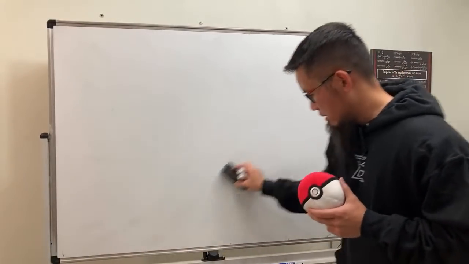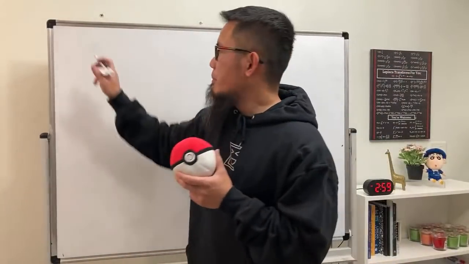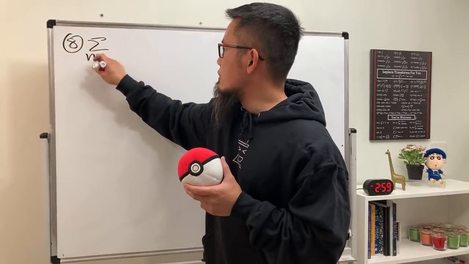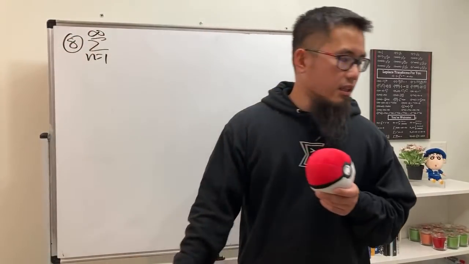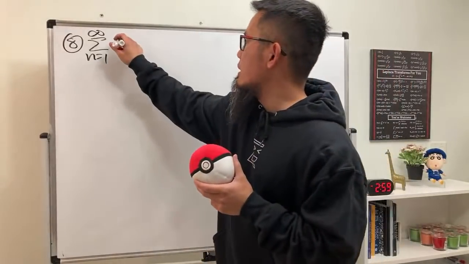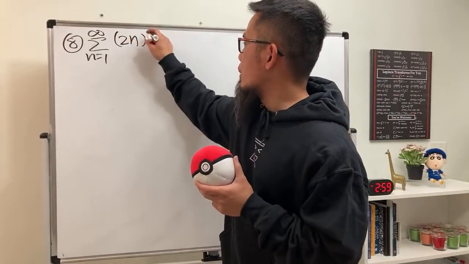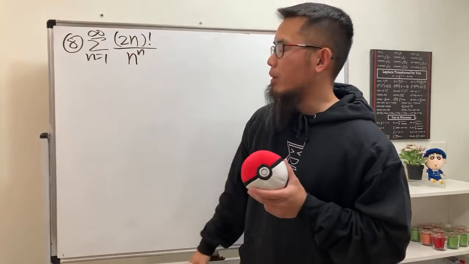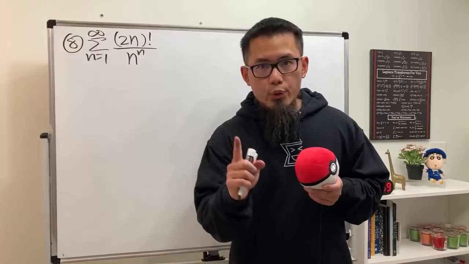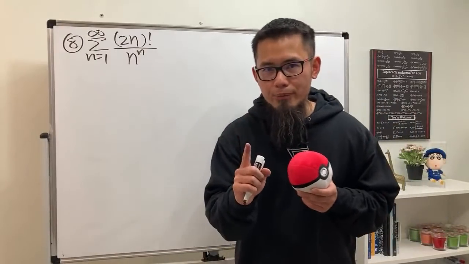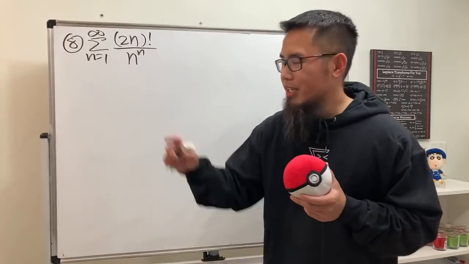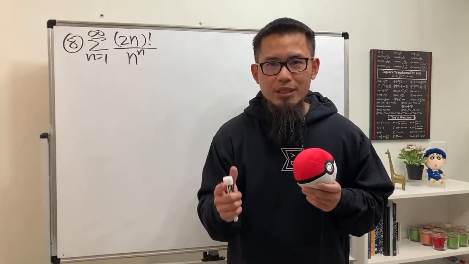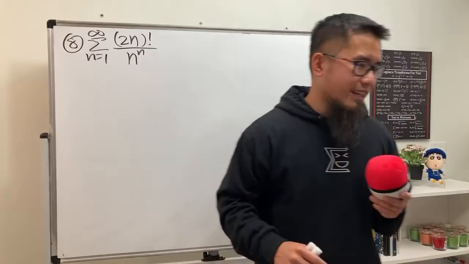All right, number 8, the last question for the day. Here we have the series as n goes from 1 to infinity of (2n)! over n to the nth power. Real quick, just take a guess. Judge the question by its look. Does this converge or diverge? Go ahead.